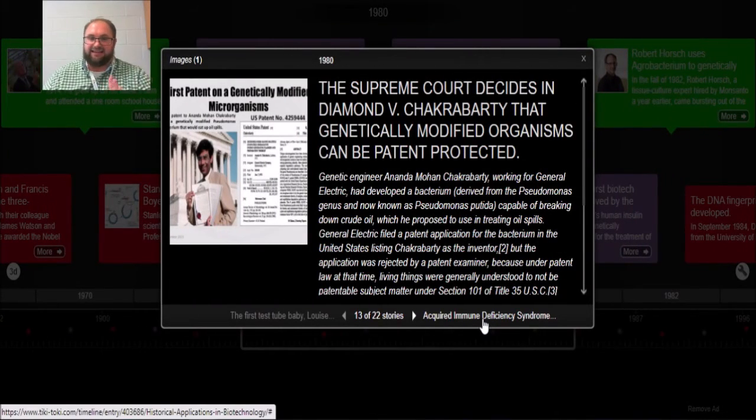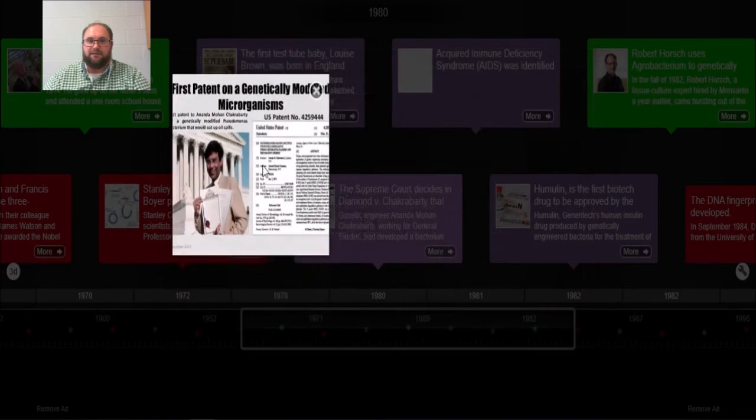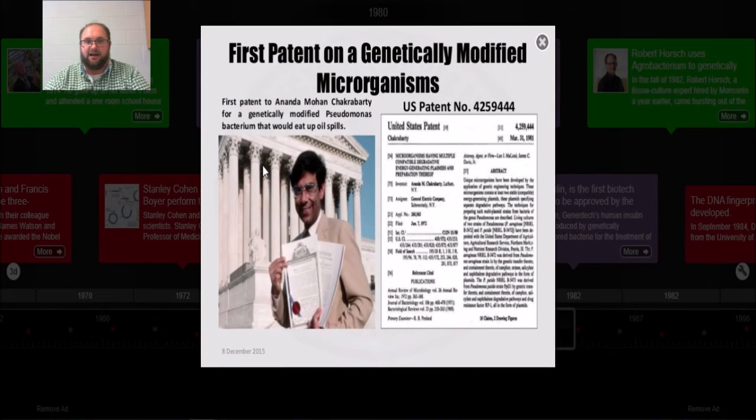So, this is an important one in the history of biotechnology. I'm going to show you the image first. This is Dr. Ananda Mohan Chakrabarty. And he created a bacteria that would eat oil. Okay? Basically, eat leftover oil that would be broken down into harmless components. Well, he was working for a company called General Electric, GE. And they, along with Dr. Ananda Chakrabarty, patented that gene, the gene that changed this bacteria to an oil-eating bacteria.